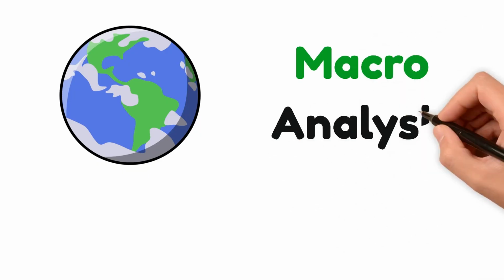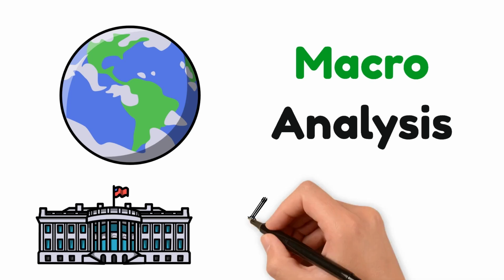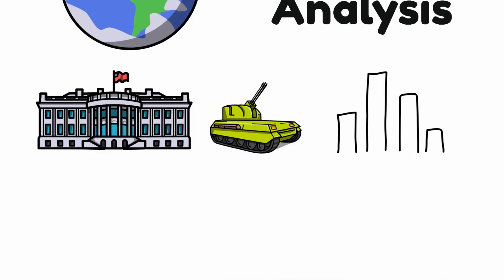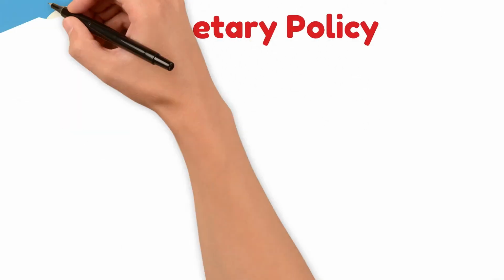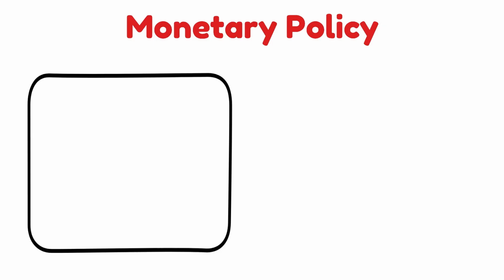Finally, let's zoom out and look at the big picture. The economy itself. Macro focuses on things like government policies, global events, inflation, and economic health indicators. One of the biggest forces in the market is monetary policy, which is controlled by central banks, like the Federal Reserve in the US. One of the main ways they do that is by adjusting interest rates.